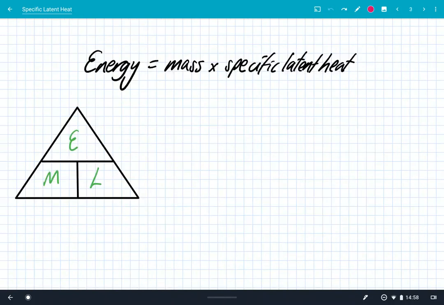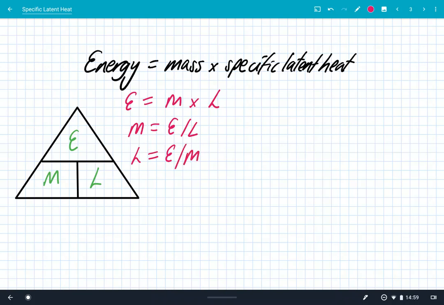So the equation which involves specific latent heat is actually very simple. We have energy is equal to mass times specific latent heat. We use E for energy, we use M for mass, and we multiply by L for specific latent heat. But if the question wanted us to work out the mass, we would cover up M in our formula triangle, and we'd have M is equal to E divided by L, because we always start at the top of our formula triangle. And if we needed to work out the latent heat, we would cover up L in our formula triangle, and the latent heat is the energy supplied divided by the mass.